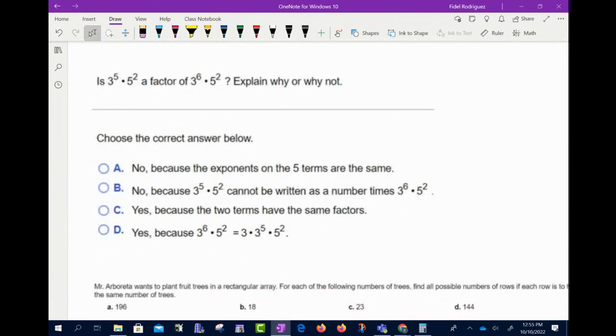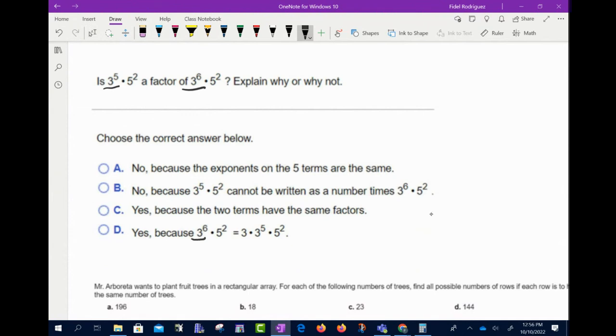All right, now let's take a look at the next one here. It says, is 3 to the 5th times 5 squared a factor of 3 to the 6th times 5 squared? Okay, how many 3's do we have here, you guys? We have 6 of them, right? How many are we taking away? We're taking away 5 of them.